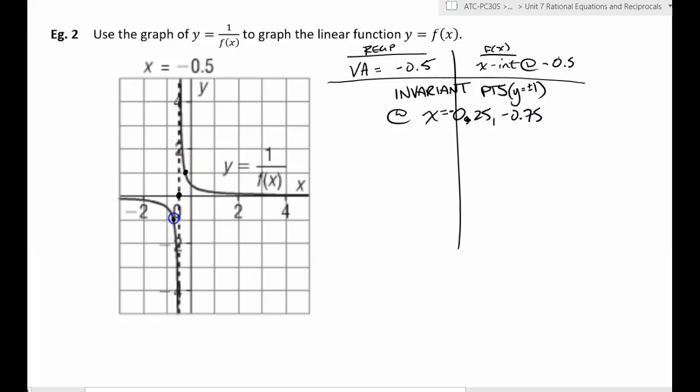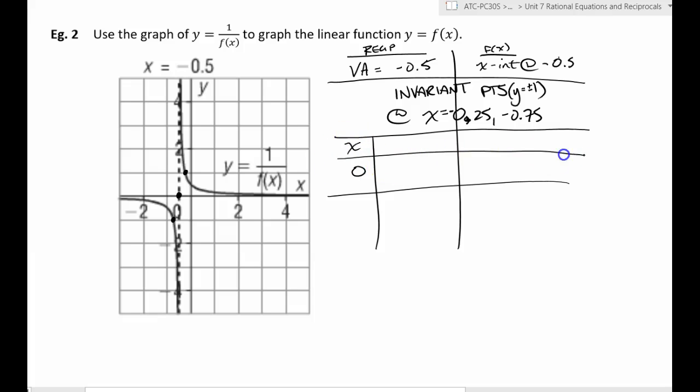Okay, so we've already defined a bunch of points just with those two characteristics. From there, we can go ahead and approximate some other points. So if I say that when x equals, and again, I'm going to do a table of values for a couple things. When x is 0, it looks like y is, for my reciprocal, a half. So the reciprocal of that, or to undo it, my original value would have been 2.